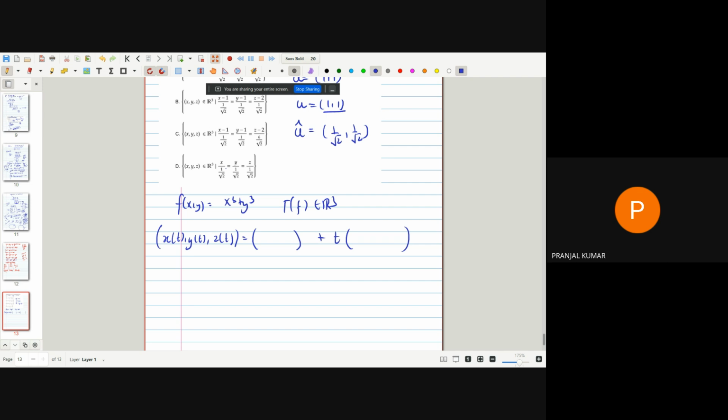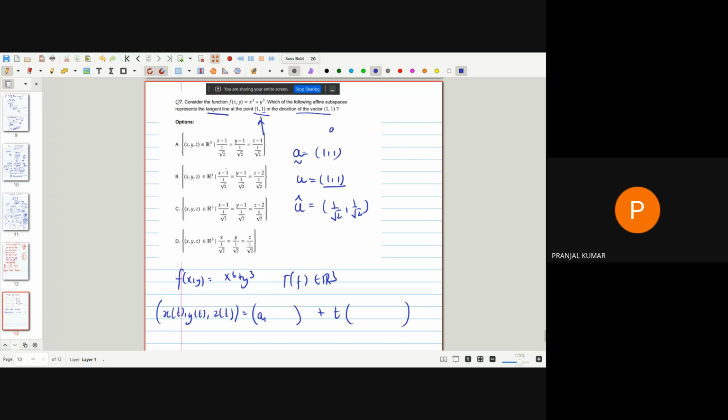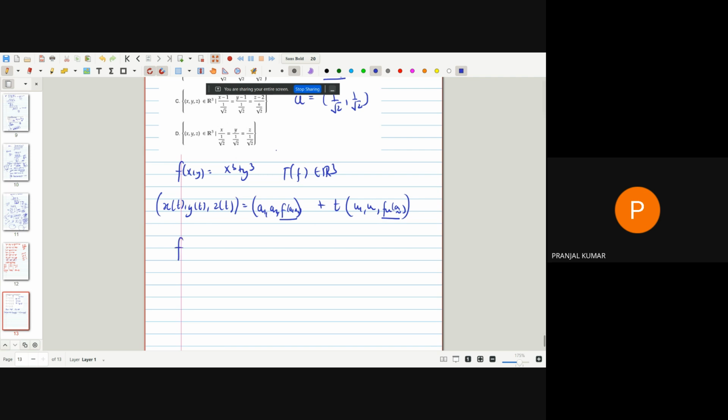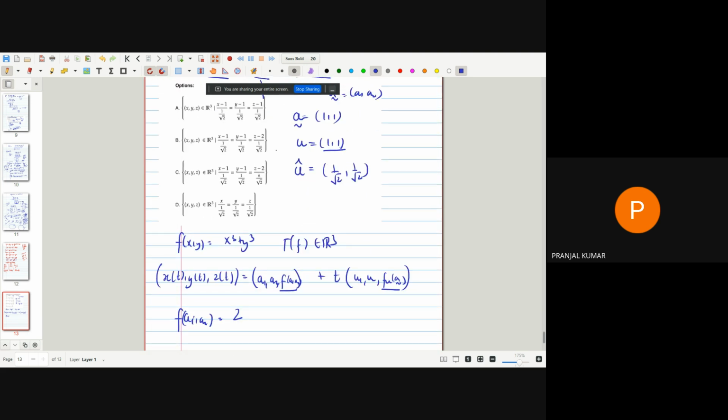Now the formula is: A tilde represents (A1, A2). So (A1, A2, f of A1, A2) plus t times (U1, U2, directional derivative f_U of A tilde). Now we are left with two quantities, which are f of A1, A2 and f_U of A tilde. So what is f of A1, A2? A cube plus B cube. So 2, right? That is 1 cube plus 1 cube.